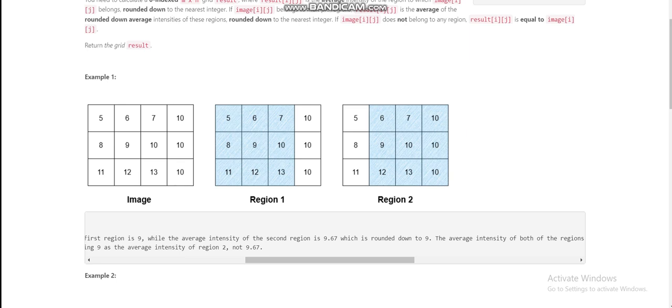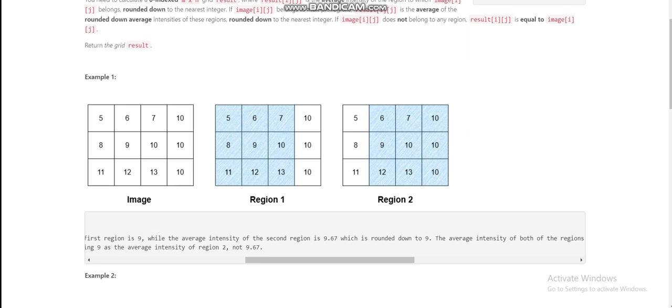Similarly, this pixel also belongs to the first region. This pixel also belongs to the first region. So the values will be 9, 9 and 9. Now similarly, these three pixels also belong to the second region, so we'll take their value as 9. Now for the inner six pixels, they belong to the first region and they also belong to the second region. So we'll take the average of the two regions and put them into these cells.